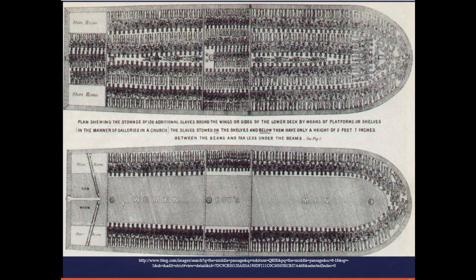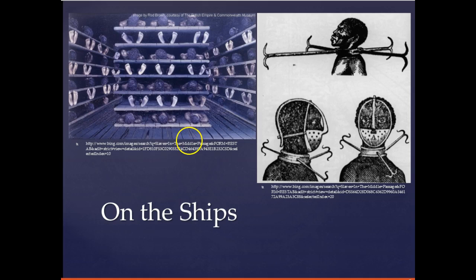You can see from this picture the horrificness of how the Africans would be packed into the ships, and you can see that they're side by side, with very little room to move. In fact, the picture here says that the slaves were stowed on shelves, and below them they only had a height of about 2 feet 7 inches between them and the beams. So the area they had to sleep and to be every day was less than 3 feet when they were laying down. So think about that when you lay on your bed. If you're looking up above you, you would have maybe a foot of space between you and what's above you.